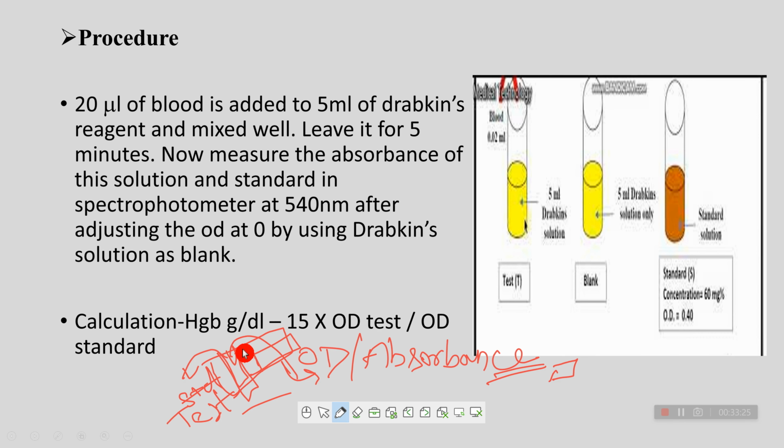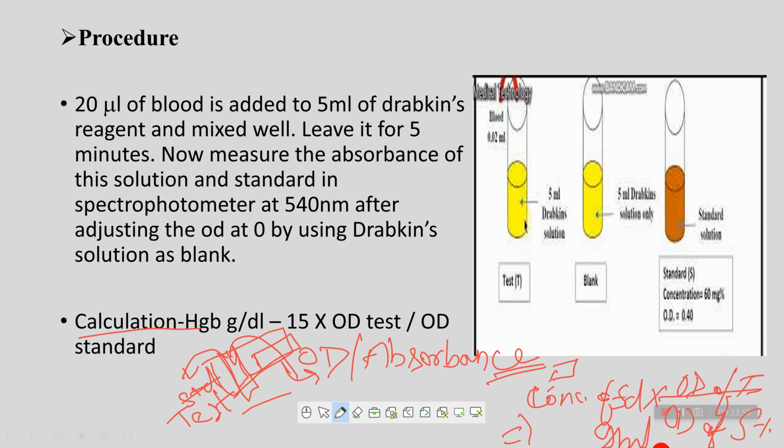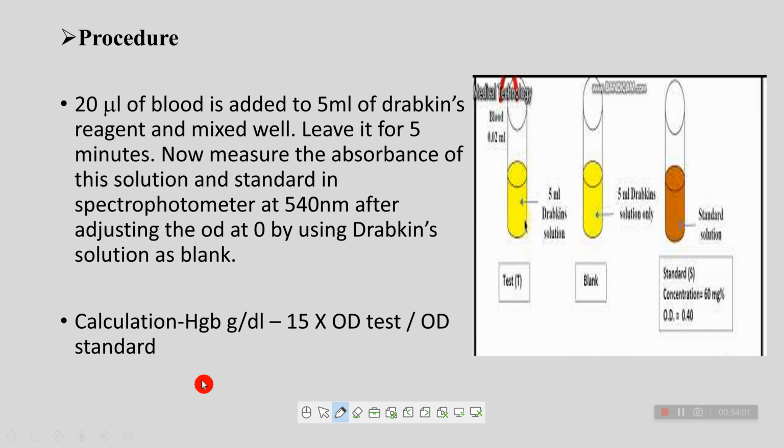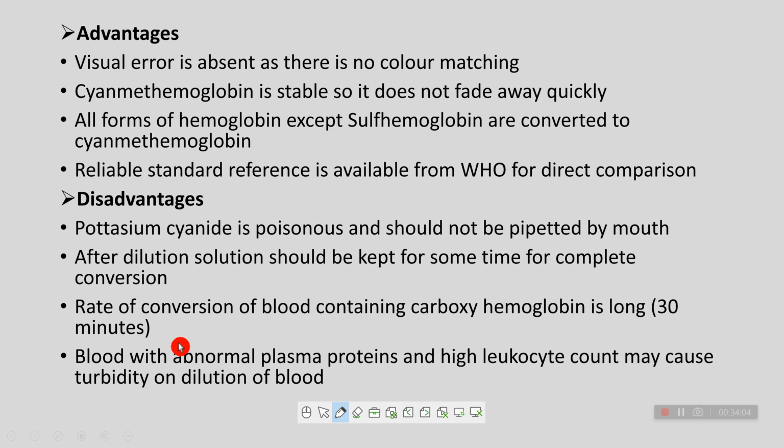We note the OD of standard and test, and put them in the formula. Here is the formula: 15, which is the concentration of standard, multiplied by OD of test upon OD of standard solution. With this formula we get the concentration of hemoglobin in grams per deciliter. This is how we evaluate hemoglobin determination by the cyanmethemoglobin method.